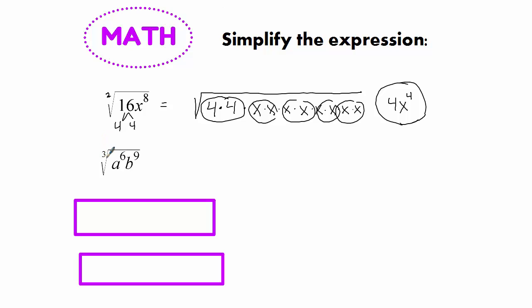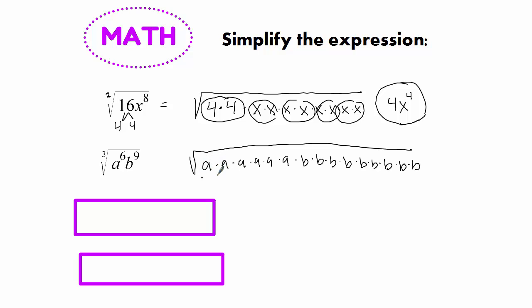So this one, our index is 3. So that means we're looking for groups of 3. So I'm going to take my a's and break them up into 6 a's and then my b's into 9 b's. So like magic, now they all appear. We're going to be looking for groups of 3 since our index is 3. So I have a group of 3 here, and I have a group of 3 here. So that means they get to go.